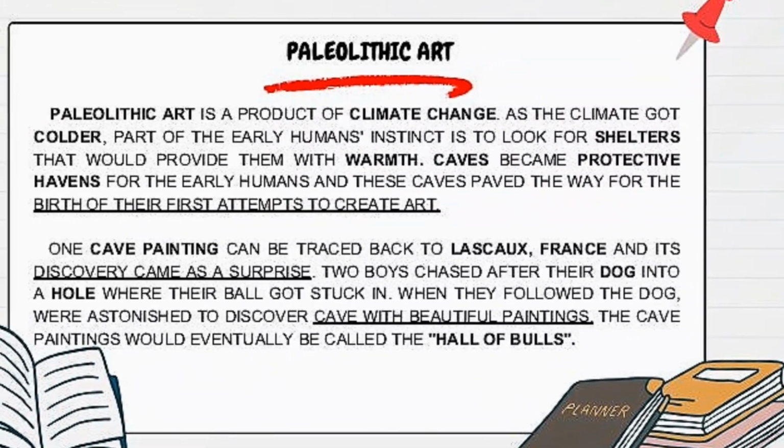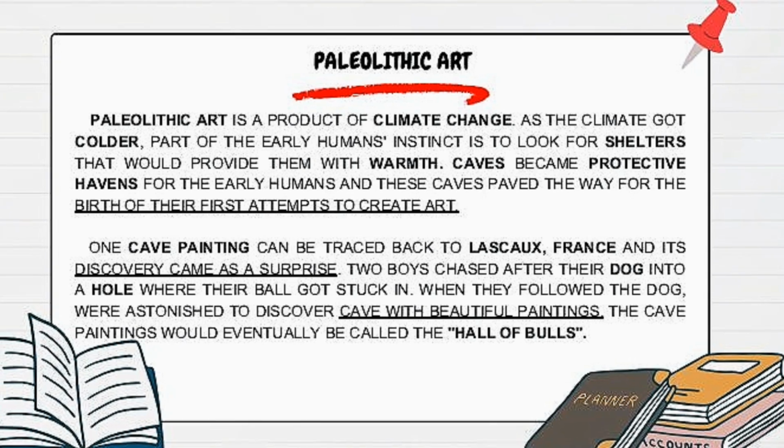Paleolithic art, or the so-called Old Stone Age. Paleolithic art is a product of climate change. As the climate got colder, part of the early humans' instinct is to look for shelters that would provide them with warmth. Caves became protective havens for the early humans, and these caves paved the way for the birth of their first attempts to create art.